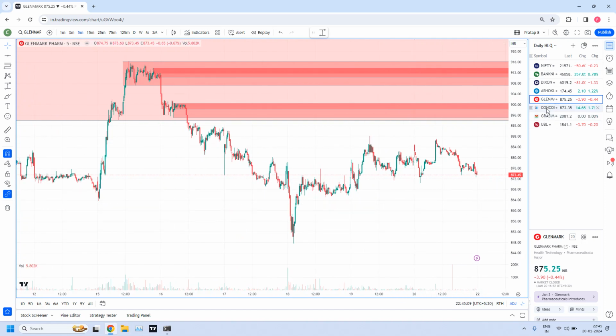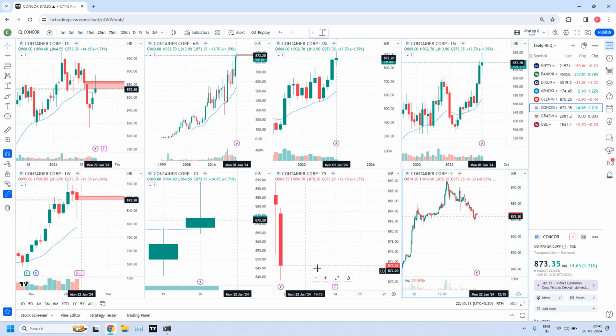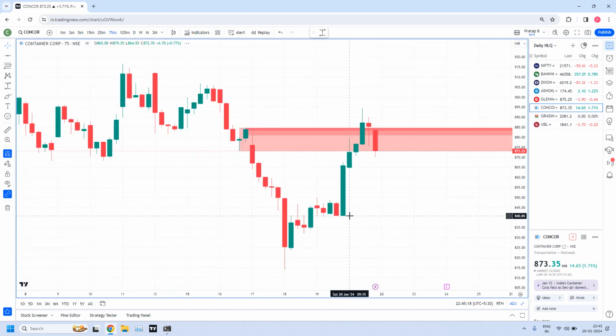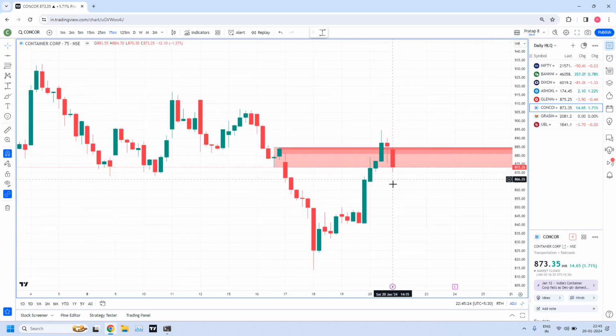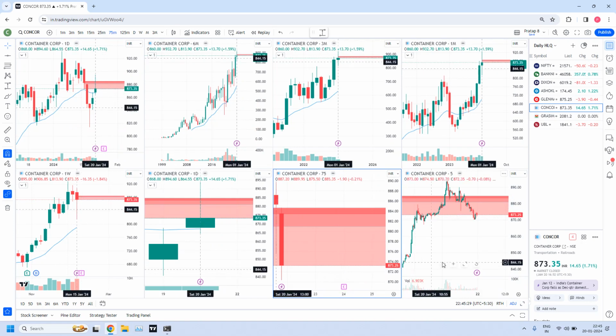And the next one is Conquer. This is the one where we got stopped out in the trade. This is a 75 minutes high liquidity zone. We have a drop, 2 base candles and a drop. And this is stopped out. The structure is good. The structure of the zone is good. This is a 75 minute zone.